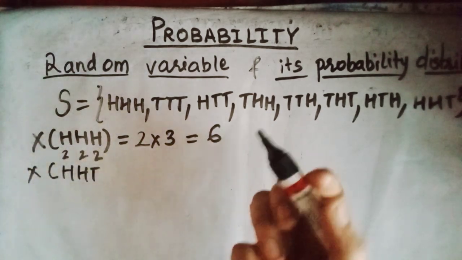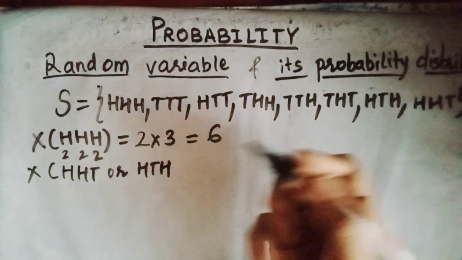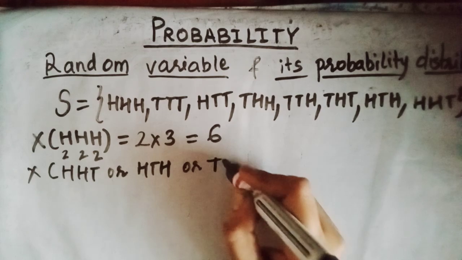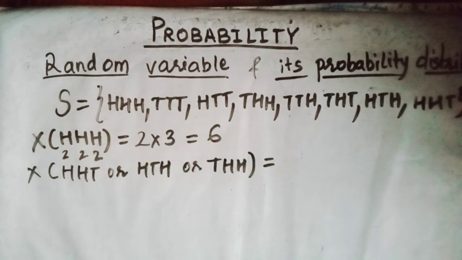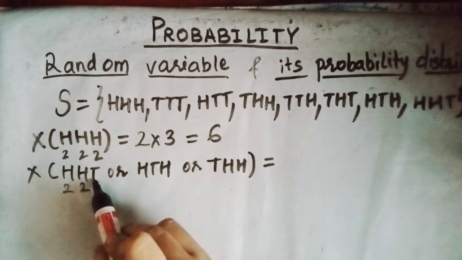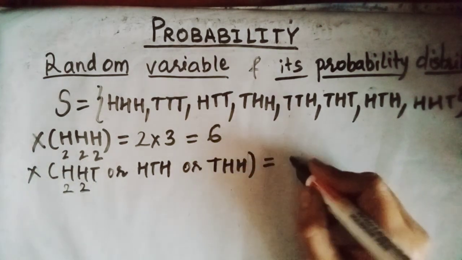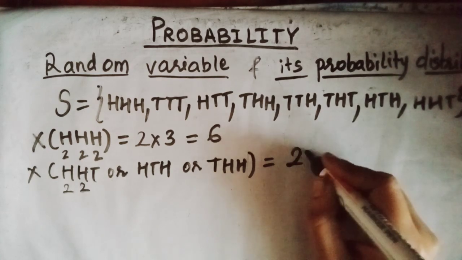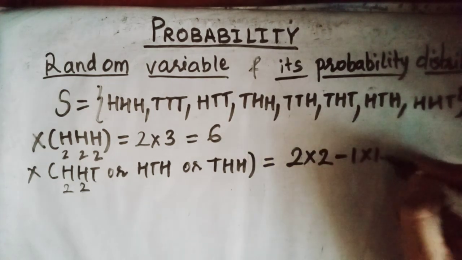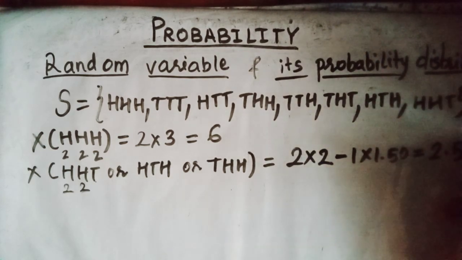For X of HHT, which is also the same as HTH and THH, that is for 2 heads and 1 tail, this will be ₹2 per head, and for the tail you have to subtract 1.5. So 2 heads into 2, that is 4, minus 1 tail into 1.50. So 4 minus 1.5 comes to 2.50.